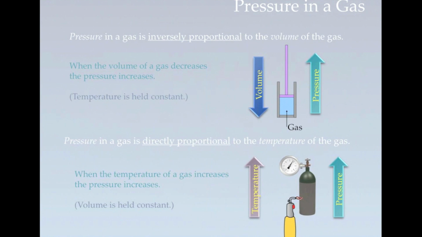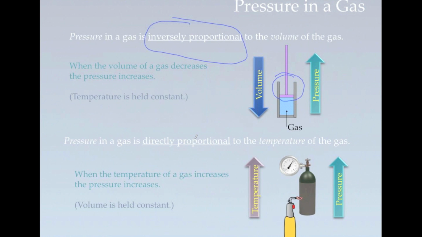So if we have some sort of, this is a piston here pushing down on the gas, and it's increasing the pressure by lowering the volume. So we say these two things are inversely proportional. Remember, once again, when one goes up, the other goes down. When we decrease the volume by pushing down with that piston into the gas, we increase the pressure of that gas. And so as the volume lowers, the pressure goes up. That's the relationship between the gas's volume and the gas's pressure.